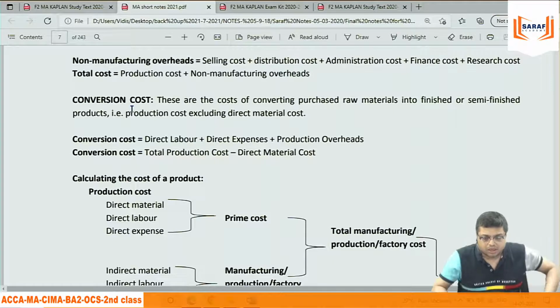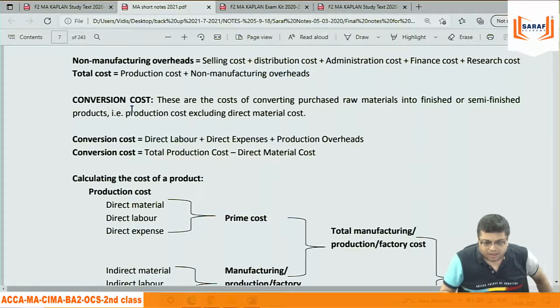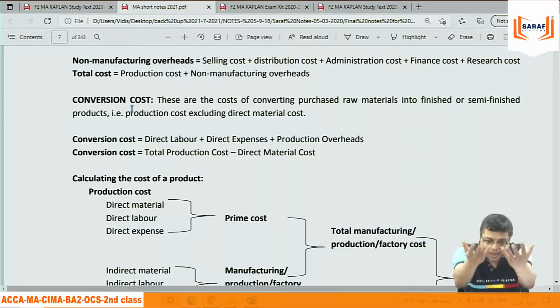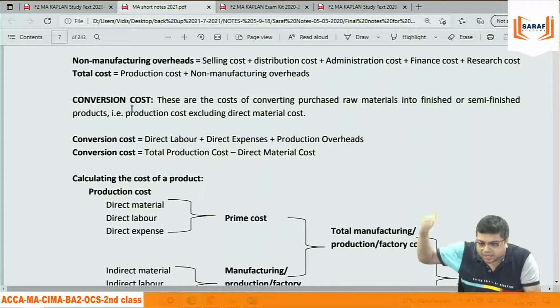Conversion cost. If I purchase raw material, I have not prepared the raw material, I am purchasing it. Then I am using raw material to make finished goods. So after raw material, whatever cost I incur to make the finished goods is called conversion cost.